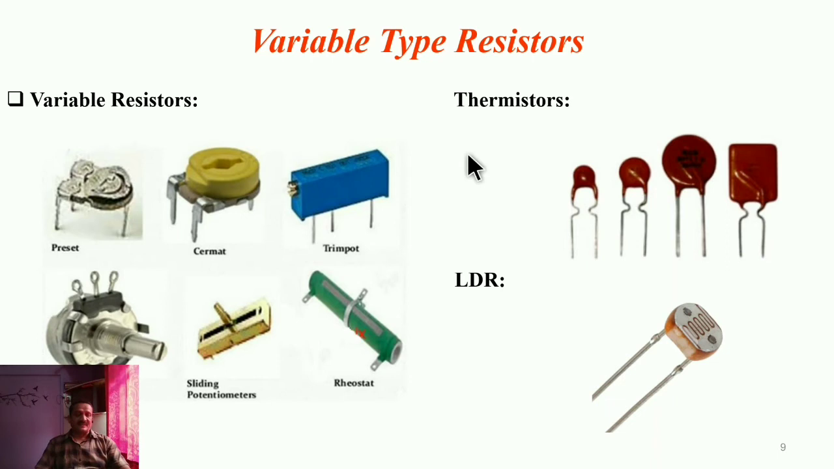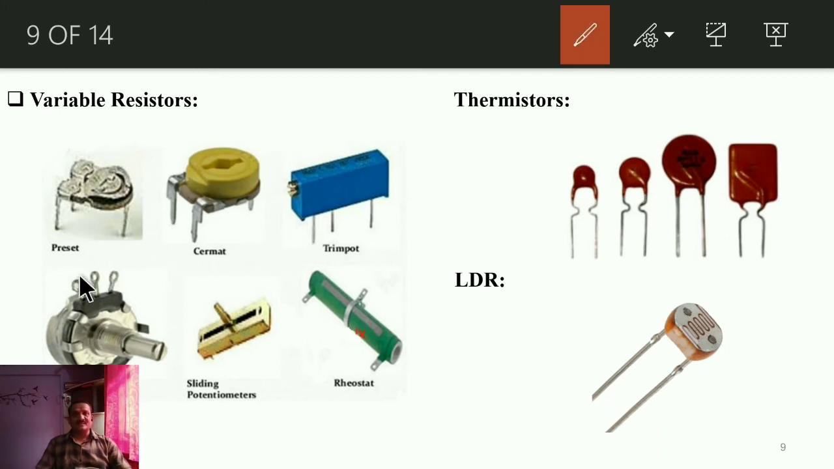Then the next one, that is variable type of resistors. Almost you are familiar with all these. You might have seen all these various kinds of resistors in our lab. It is written as preset or trimmer or rotary potentiometer, rheostat. Then this one is a sliding potentiometer, etc. So we can change the value of resistors, and that's why it is known as a variable resistor.